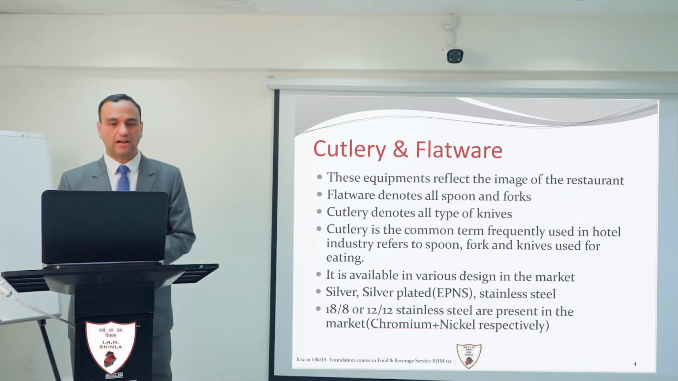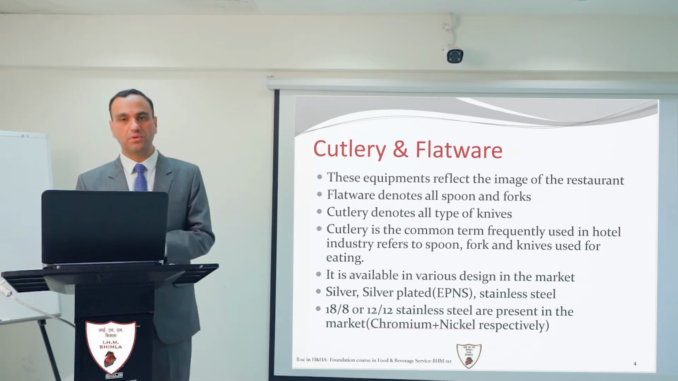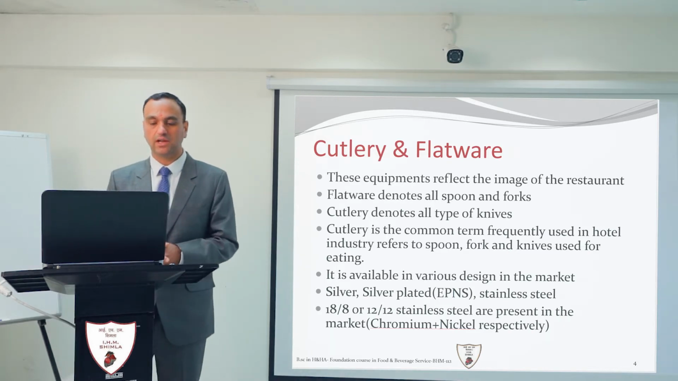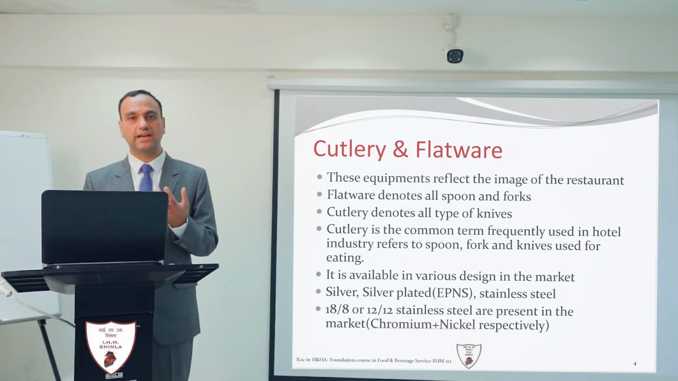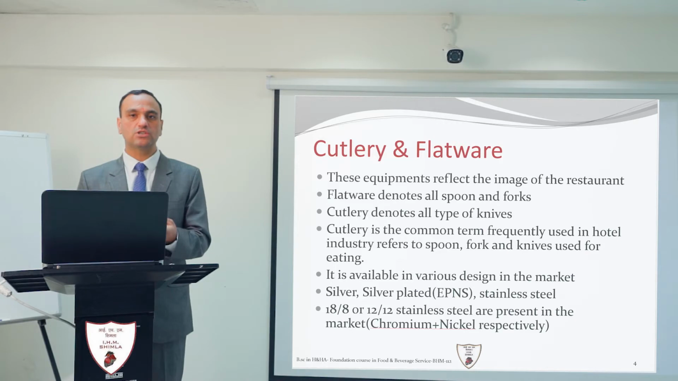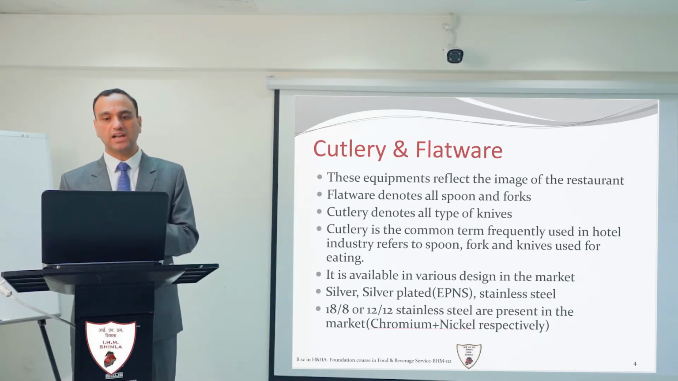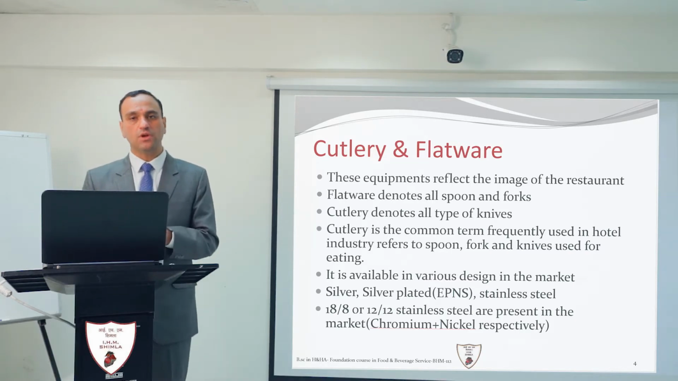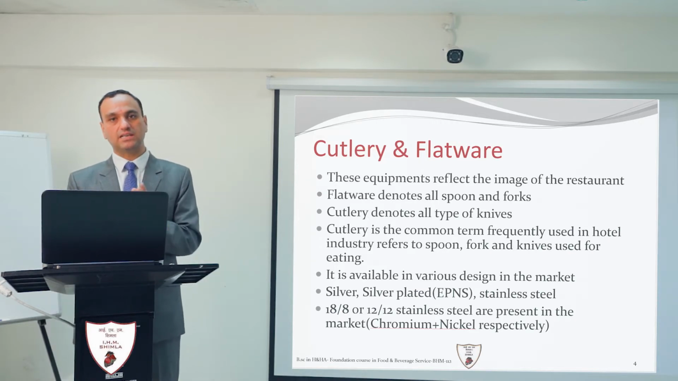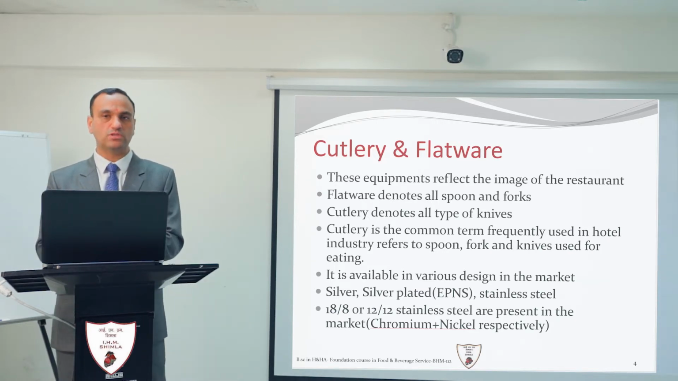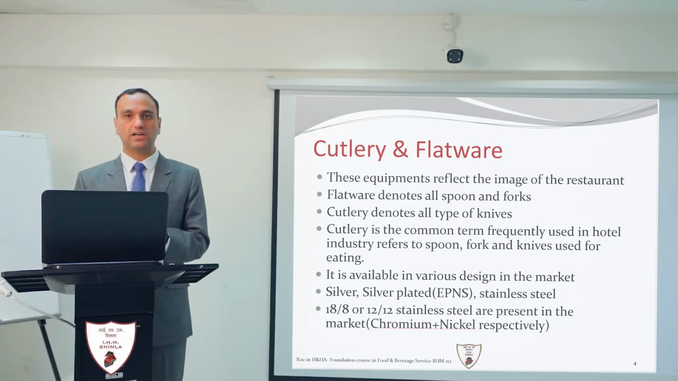Cutlery and flatware are made up of a mixture of two metals: chromium and nickel. There should be a particular ratio for making this stainless steel item. The ratios are 18/8 and 12/12. These two ratios are used for making stainless steel items. Another type of cutlery and flatware is made of EPNS, which is electroplated nickel silver, where we take stainless steel knives, forks, and spoons and coat them with nickel silver.